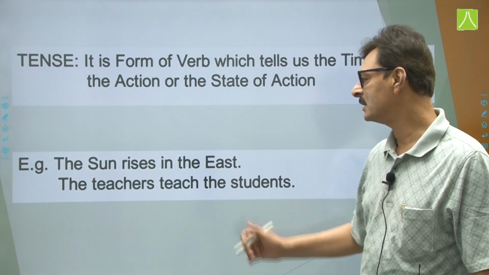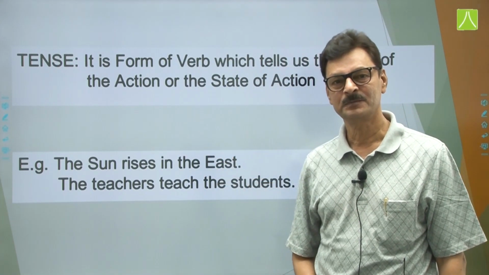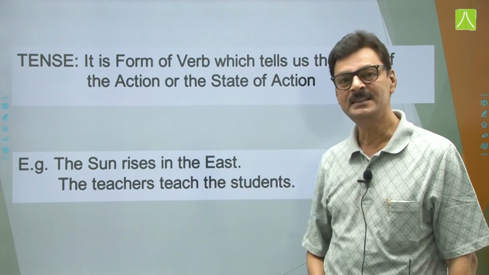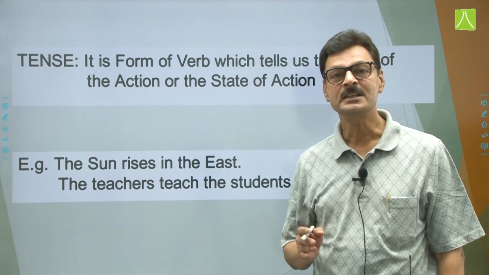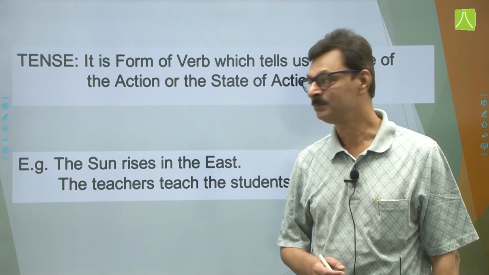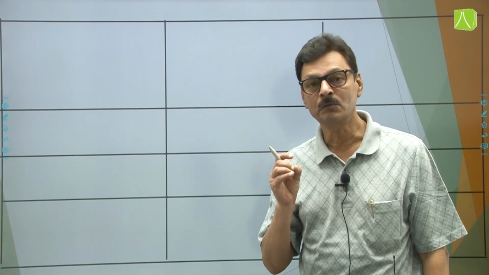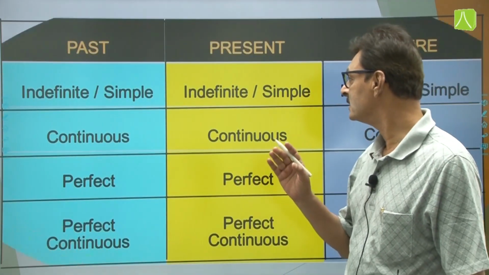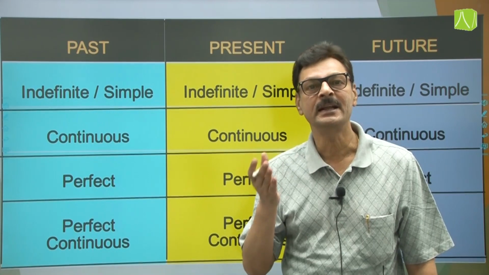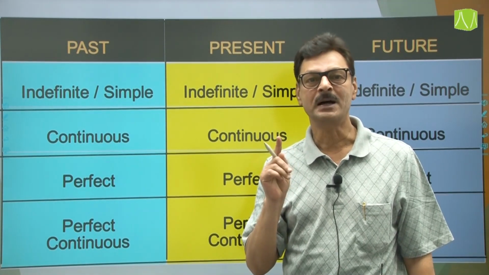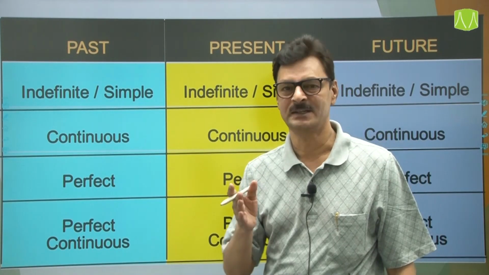For example, the sun rises in the east. The next example, state of action, the teachers teach the students. So this is how you define tense. Now, how many forms of verbs are there? Forms of verbs कितने होते हैं? Yes. And उसके पहले how many tenses are there? So total there are three main tenses: past tense, present tense and future tense.